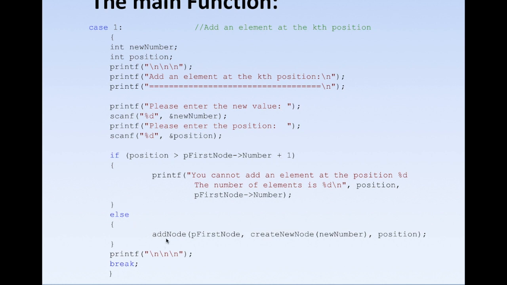Else, add node, p first node, create node, new number, and position. So we're calling the function add node. We already have implemented add node. P first node is the pointer to the linked list. Create node returns the pointer to the new node that has new number in it. And this is the position at which I want to add it. In my case, this should be 1 because it's the first position, and then I can select case 1 again and add at the second position, the third position, and so on.